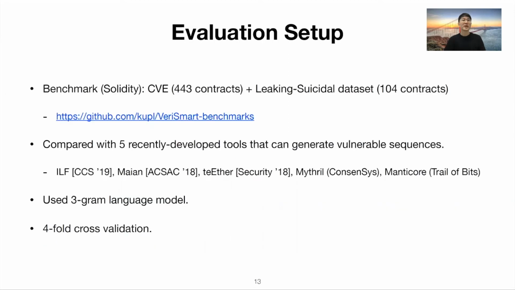Now, I will present experimental results. We collected benchmarks with known vulnerabilities from public datasets, such as CVE-reported contracts. When necessary, we constructed our own benchmarks. We compared SmarTest with 5 recently developed analyzers that can generate vulnerable sequences. We used the trigram language model, which was effective enough in our experience. To evaluate the robustness of the models, we performed 4-fold cross-validation.